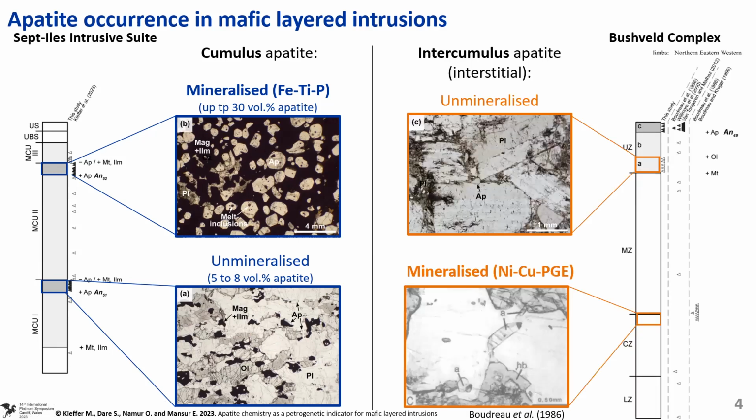Now for intercumulus apatite, it's apatite that crystallizes from trapped liquid, from interstitial melts. And here I use the example of the Bushveld complex. So as you can see, apatite is interstitial, and in the bottom of the Bushveld complex, it can be associated with nickel, copper, or PGE mineralization, but towards the top, it's not associated with any mineralization. So what you need to remember is that there is cumulus and intercumulus apatite, and that both of them can be associated or not with mineralization.